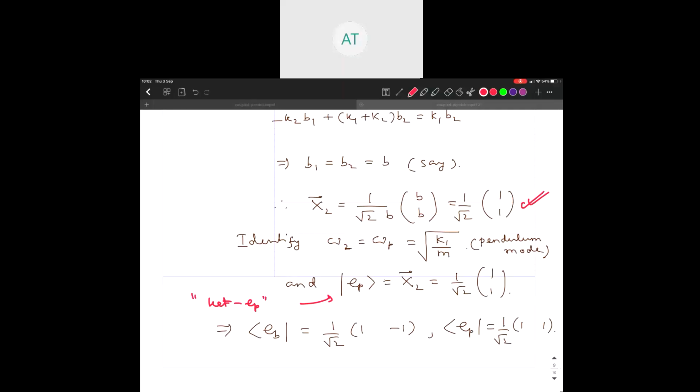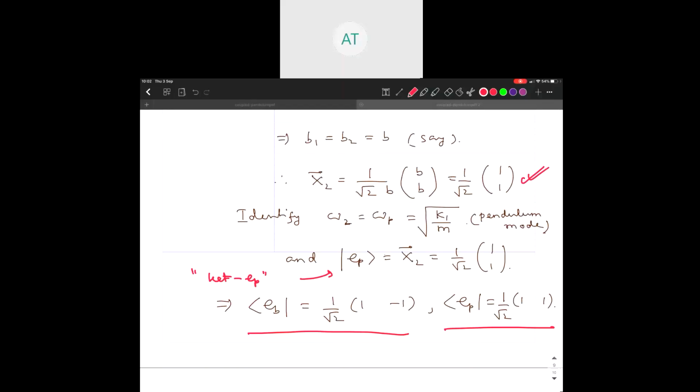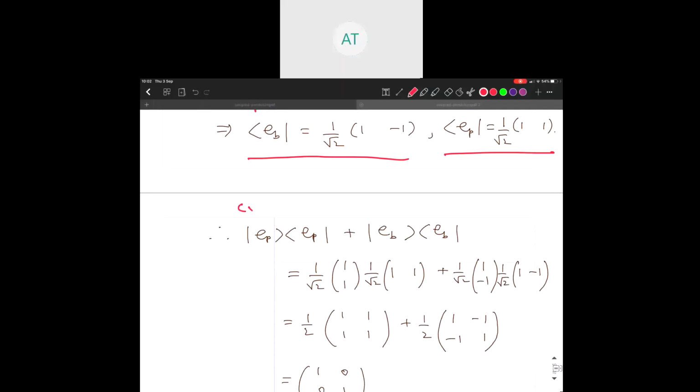So corresponding to a column vector, when you transpose conjugate it, it becomes a row vector. Accordingly EP is going to be written like this, and EB is going to be written like this, and then we can accordingly do a completeness check of the completeness condition.